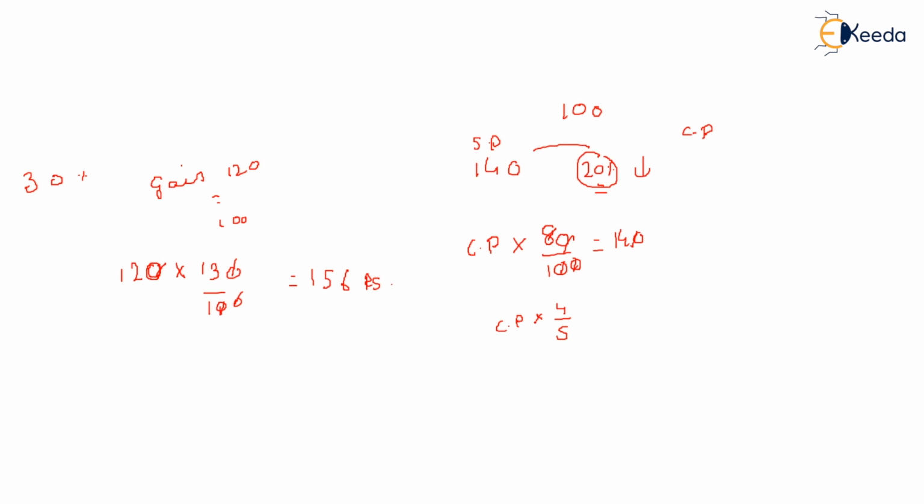CP equal to 140. So now you can solve this. 140 into 5 divided by 4. This comes out to be 175. Means the product cost was 175 rupees, but he sold it at a 20% loss. Means he sold it at 80% of the price. That's why its selling price is 140. So a simple concept, you just need to understand what is asked in the question. Okay.